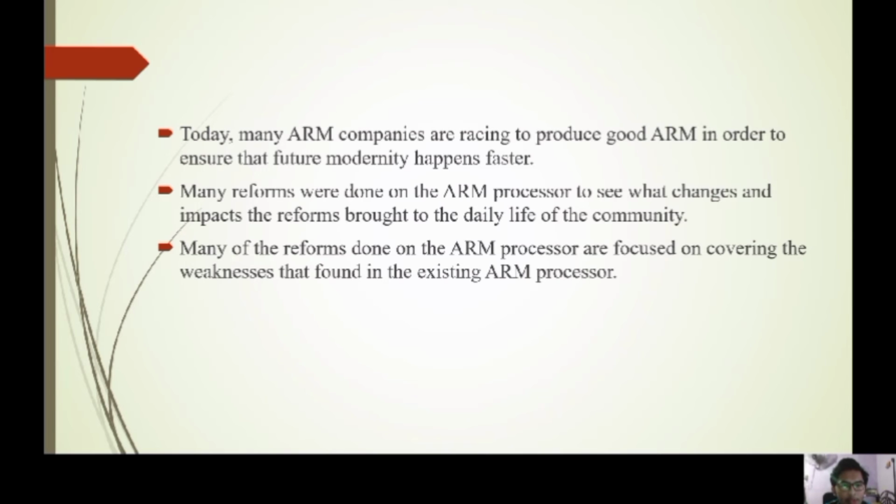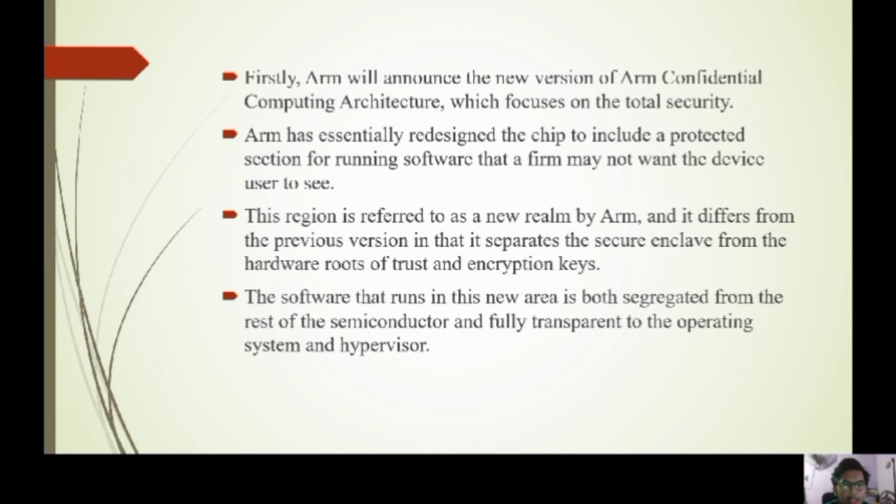Many of the reforms done on the ARM processor are focused on covering the weaknesses found in the existing ARM processor. Firstly, ARM will announce the new version of the ARM Confidential Computing Architecture, which focuses on total security. ARM has essentially redesigned the chip to include a protected section for running software that a firm may not want the device user to see.